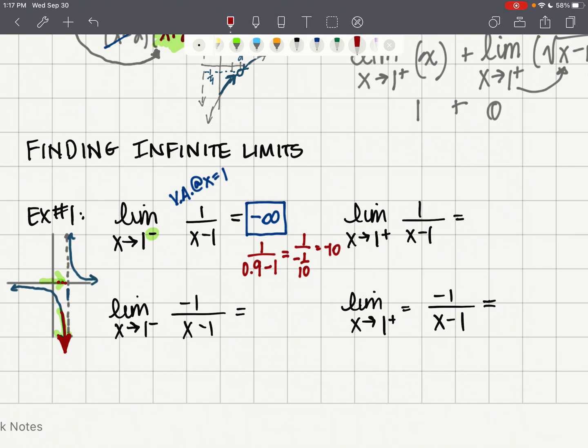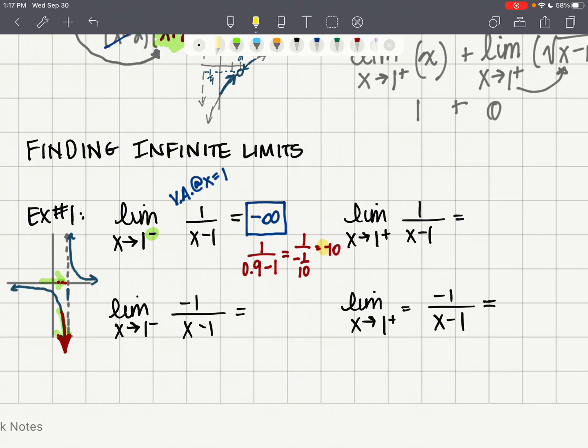Now, if you already know that you have a vertical asymptote at x equals 1, you're just looking to see whether or not your sign is positive or negative. And this number right here was a negative, so that tells us negative infinity.